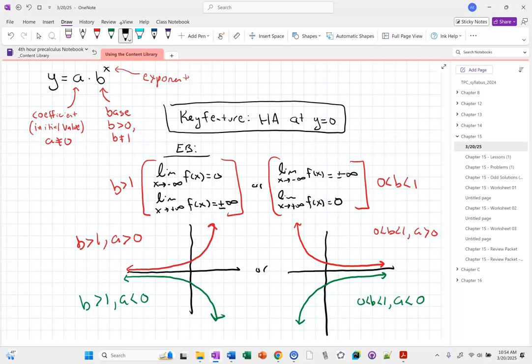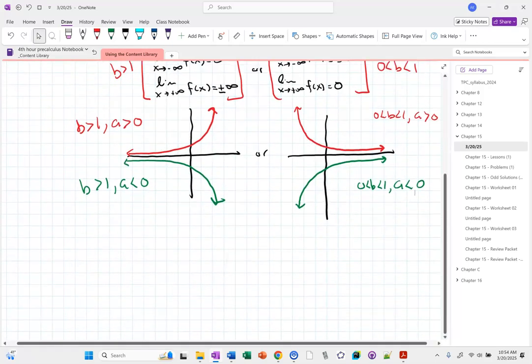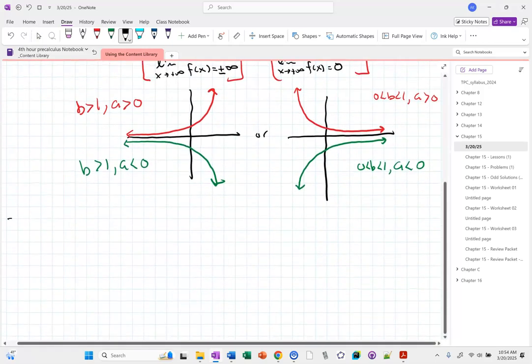So far, so good? Okay. What I want to do next is remind you guys about some exponent rules.